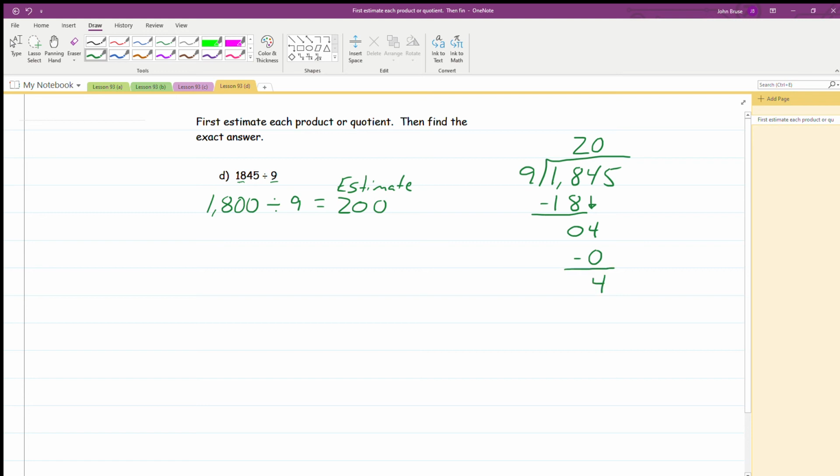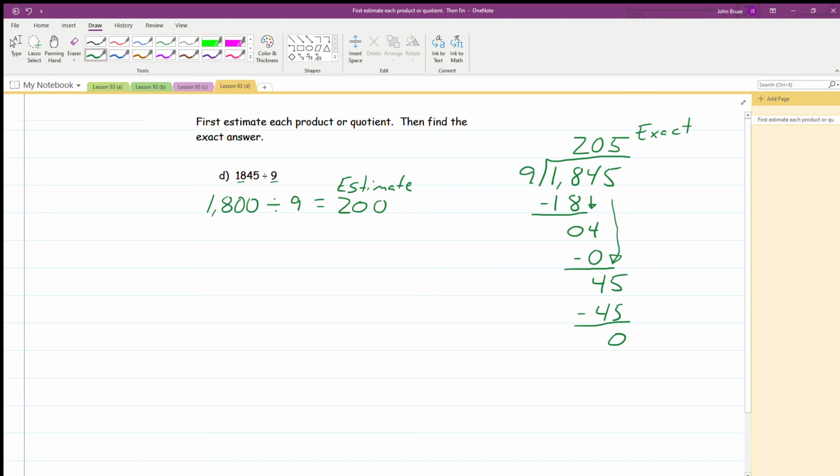And then we bring down this 5, our last one, which is 45 now. Now 45, 9 does go into 45. 45 is a multiple of 9. You have to multiply it 5 times, so 45 divided by 9 is 5. 5 times 9 is 45. We subtract. We have 0. So 205 is our exact answer.